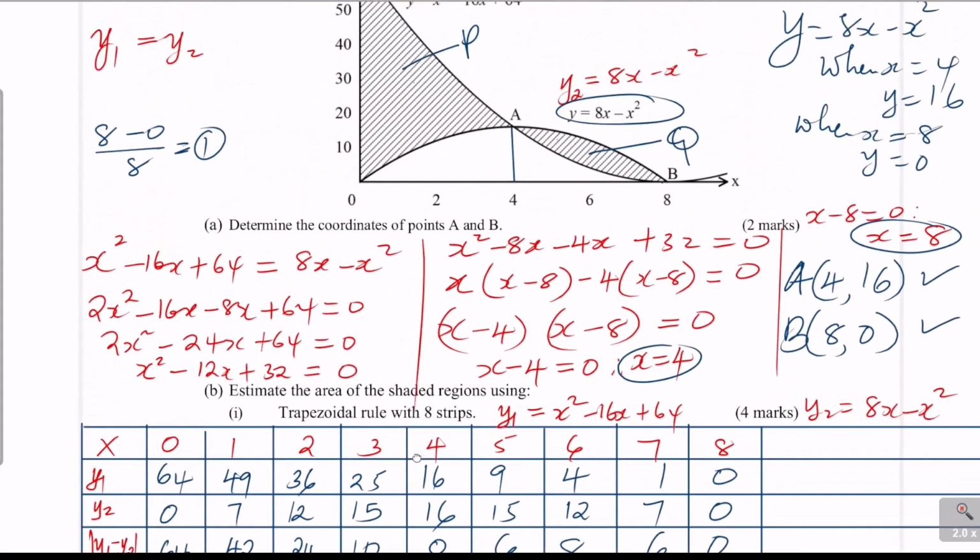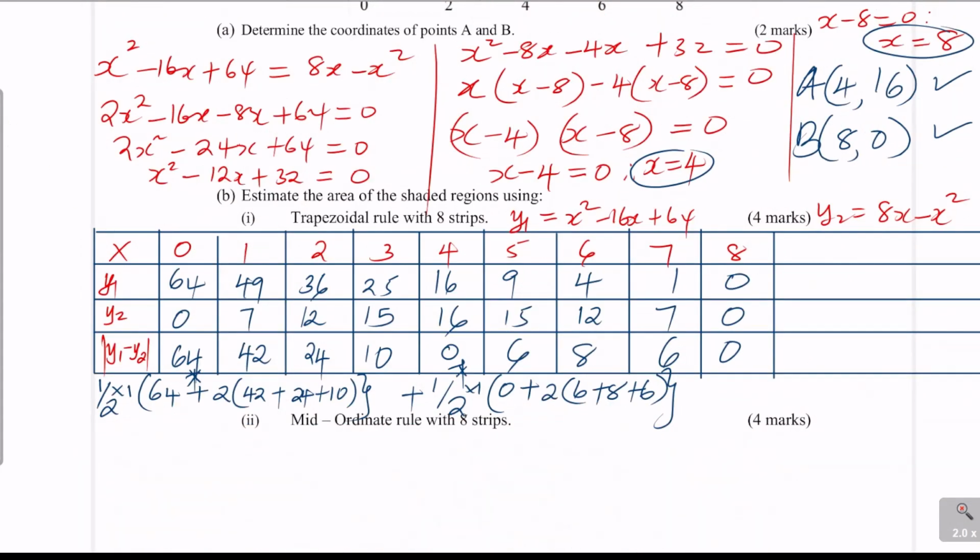You're doing it in parts. So now use a calculator to work out these. For the first part, you have 64 plus 2 in brackets, 42 plus 24 plus 10, and divided by 2. So this will give 108. So for this one you get 108, and for this one you get 20.